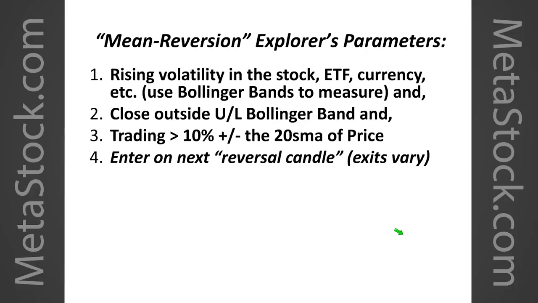And then lastly, our entry is on the very next day if and only if we have some sort of a reversal candle. By reversal candle, generally we mean a candle that is moving in the opposite direction of the dominant trend that took it outside the Bollinger Band. So if the stock is way below the lower Bollinger Band, we're looking for a green candle or maybe something like a hammer candle or even a doji candle that closes in the upper third or so of the candlestick. We're looking for something that looks like a bullish reversal. The easiest way to do that is simply to look for a candle that has the close higher than the open.